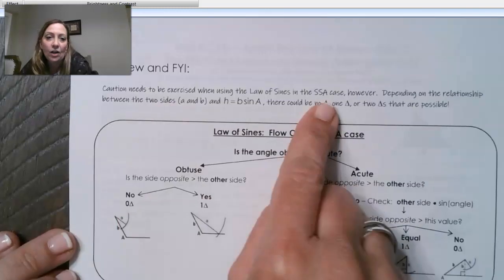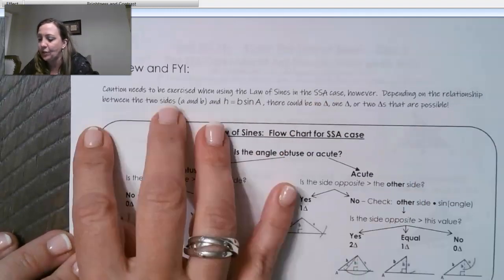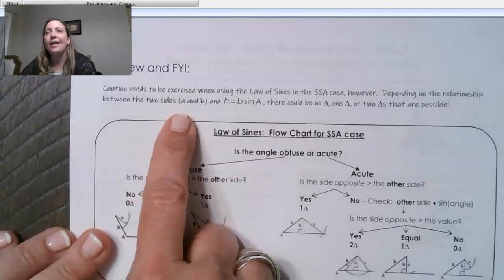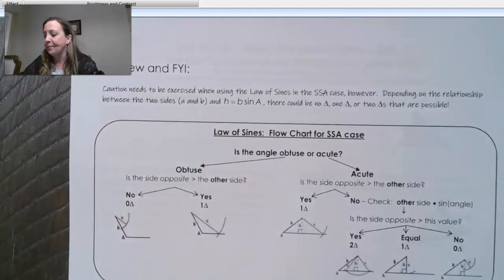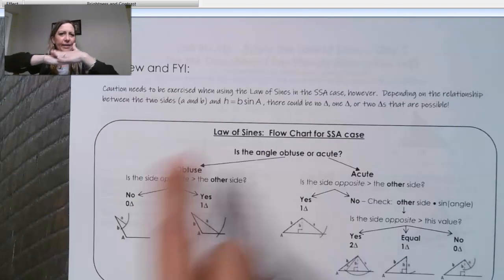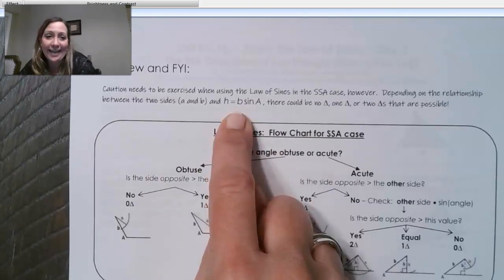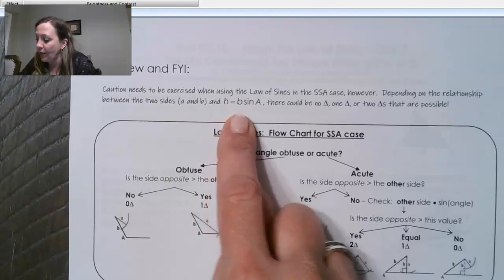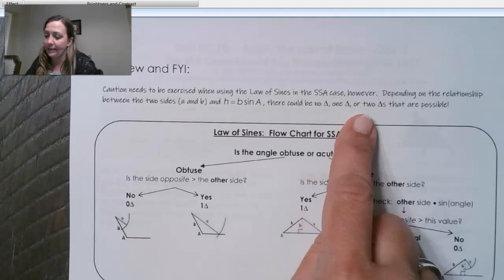I mentioned that caution has to be exercised when using law of sines in the SSA case. Depending on the relationship between the two sides, A and B, and this idea of the height of the triangle, the height is perpendicular to whatever is considered the base. H is going to be considered B sine A. There could be no triangle, one triangle, or two triangles that are possible.